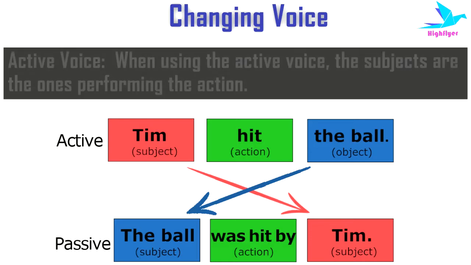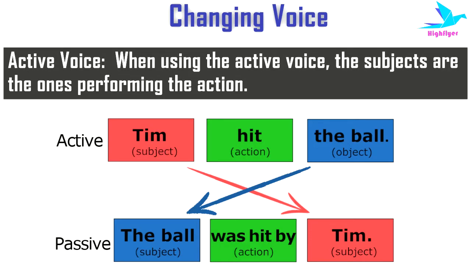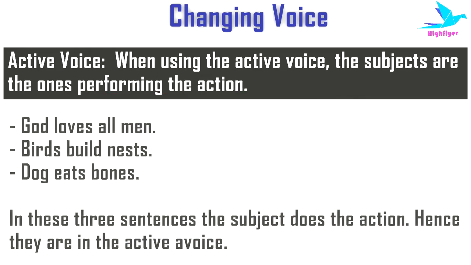Let's first understand what is active voice. When using the active voice, the subjects are the ones performing the action. God loves all men. Birds build nests. Dog eats bones. In these three sentences, the subject does the action. Hence, they are in the active voice.